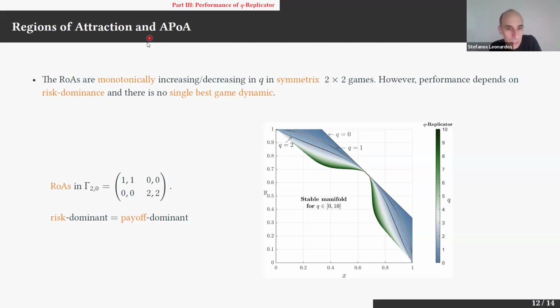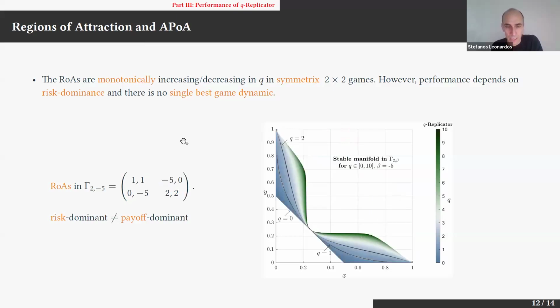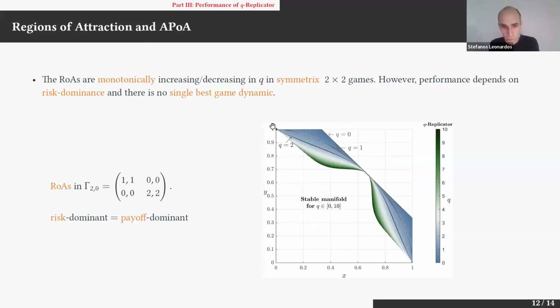So I see some comments in the chat. Sorry, maybe there are questions. Okay, maybe I will discuss that later because they are very related. I will discuss that later because it's an interesting point. But let me first clarify the point of risk dominance.